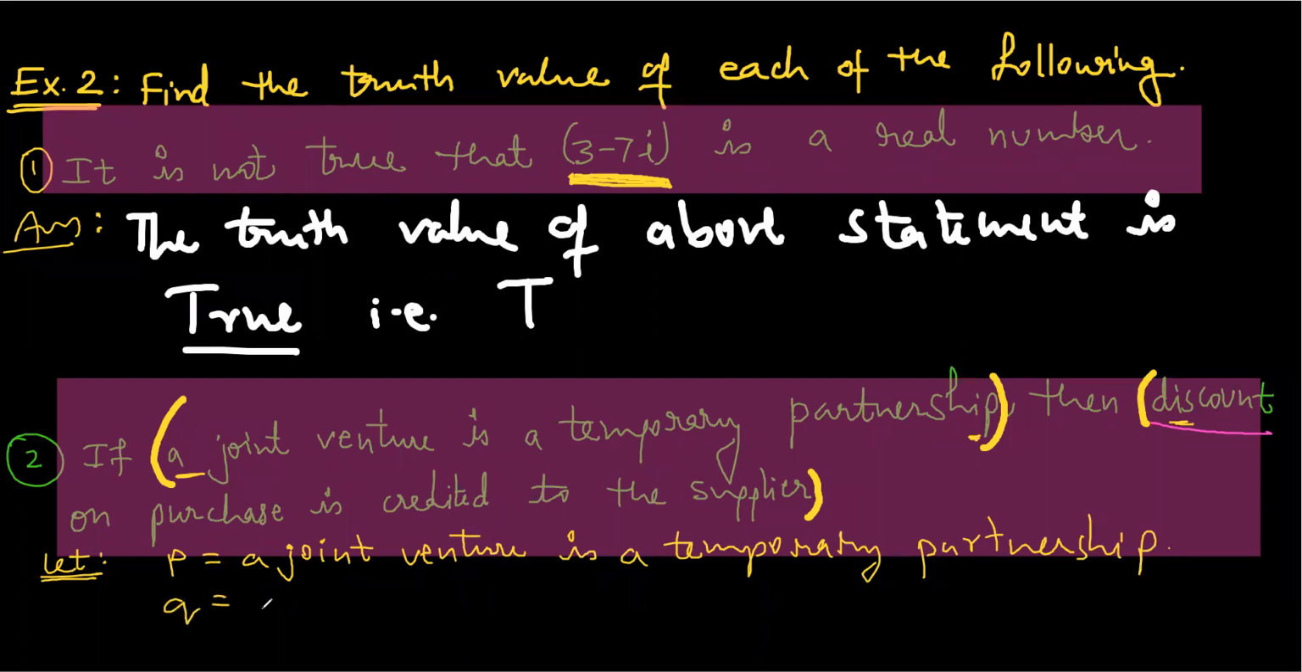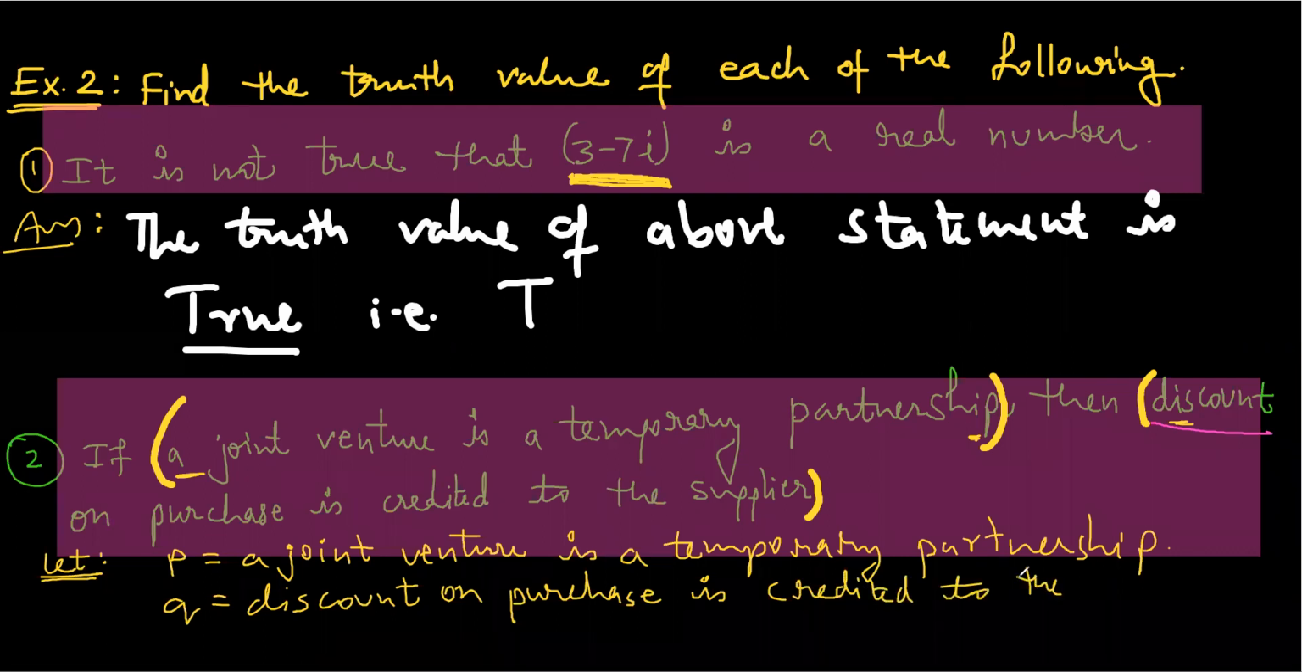And Q, I write it as: discount on purchase is credited to the supplier. Now here I'll write, students, P is true, okay, Q is false. P is true, but Q is false, okay.